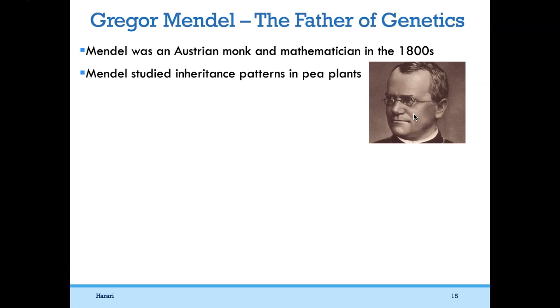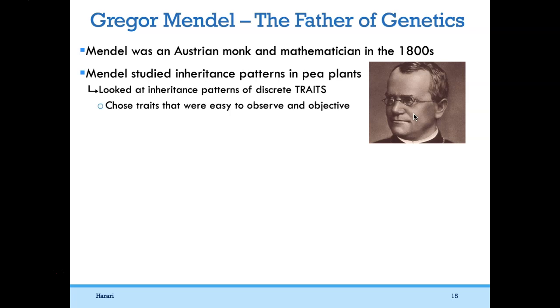So in the 1860s, prior to the 1860s, he studied the inheritance patterns in pea plants. Peas were really easy to grow. They have a short generation time, and Mendel had a lot of time to count peas. So he looked specifically at inheritance patterns of discrete traits.